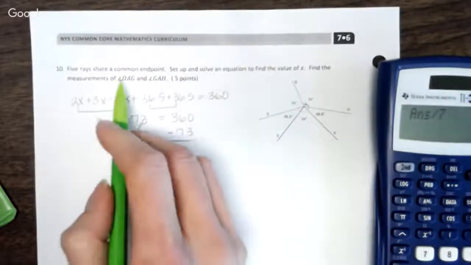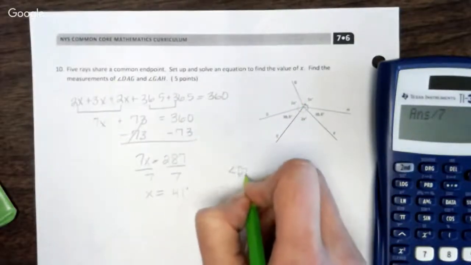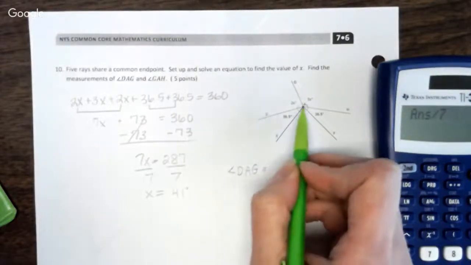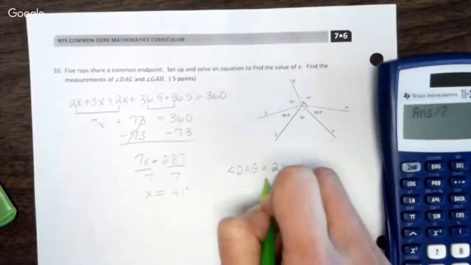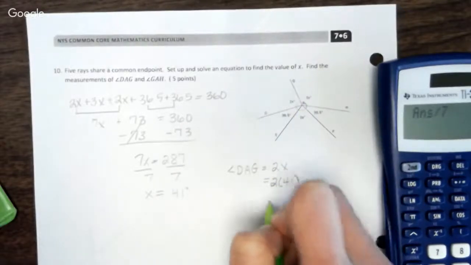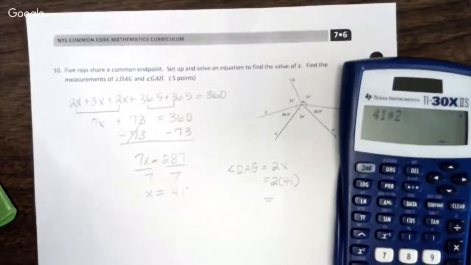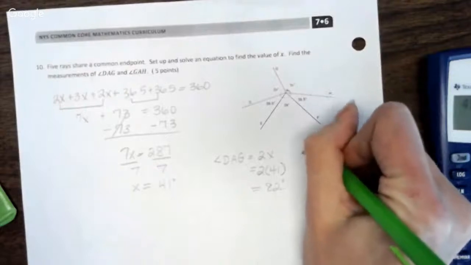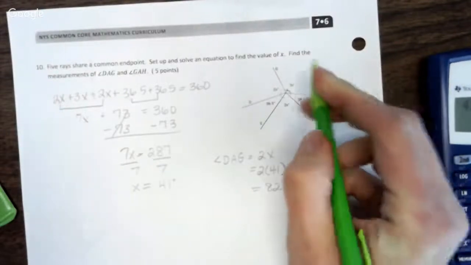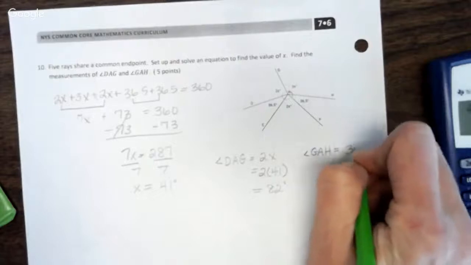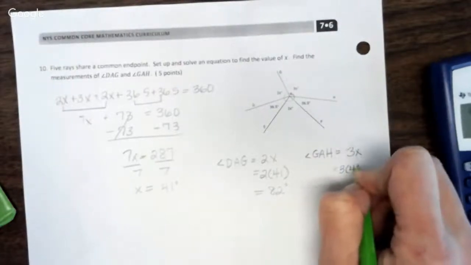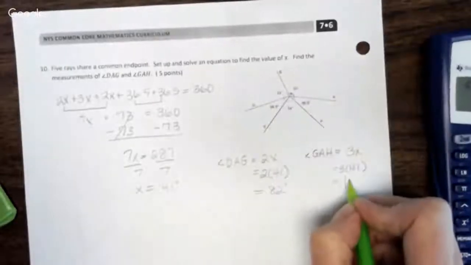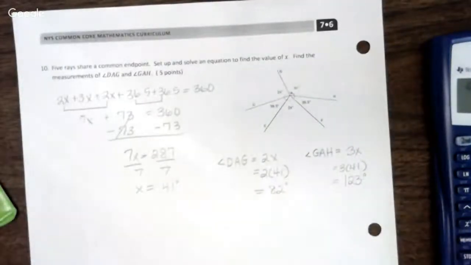We did find the value of x, but we haven't found the 2 angles yet. So the first one we want to find is DAG. So if I trace that, DAG is 2x. X is 41. So I'm going to multiply 41 by 2, which gives us 82 degrees. We also have to do GAH, which is 3x. So 3 times 41 is 123. All right, so now we've answered all parts of the question.